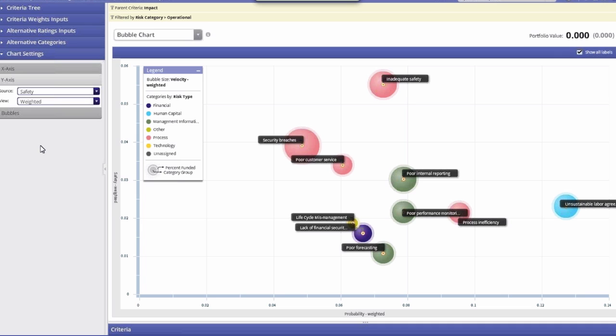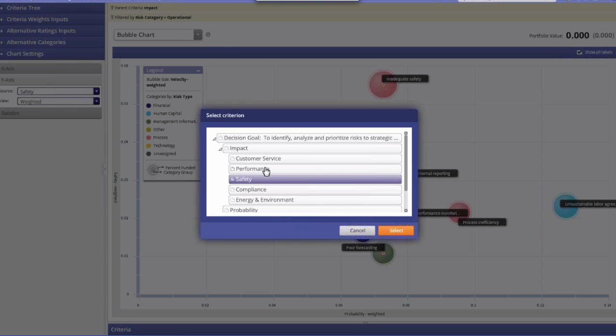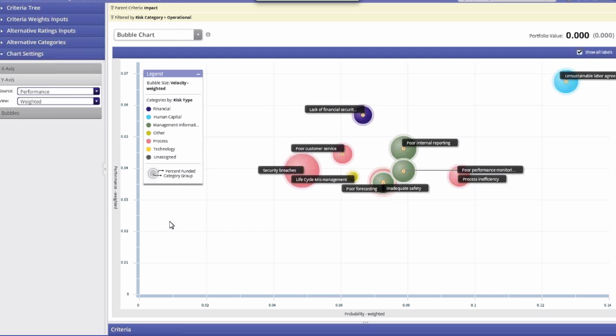I'm now viewing impact only from the lens of safety. Inadequate safety has a clear impact, as does security breaches. What if we want to make a comparison to another objective, performance? Again, we've changed the lens and can see the results adjust accordingly.